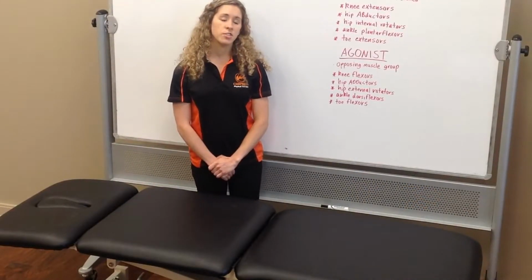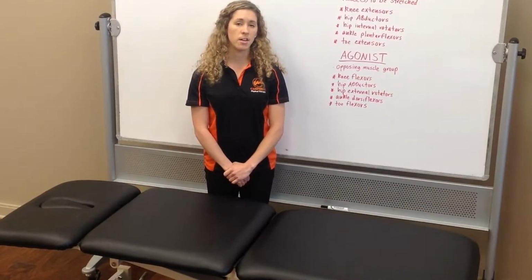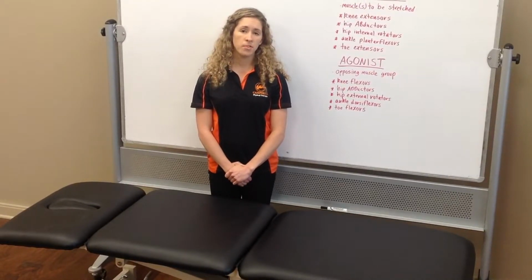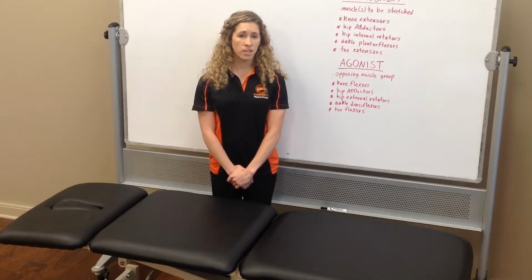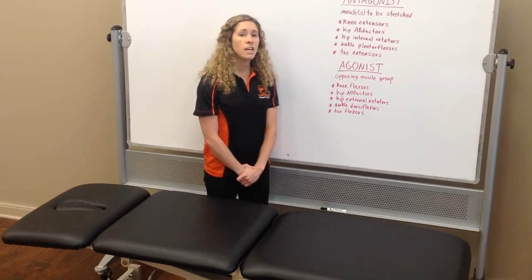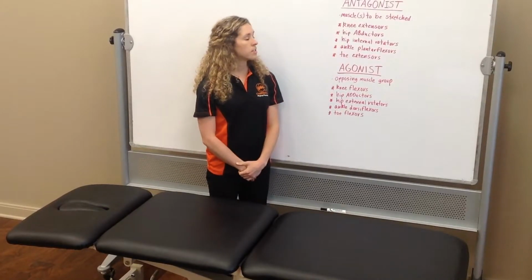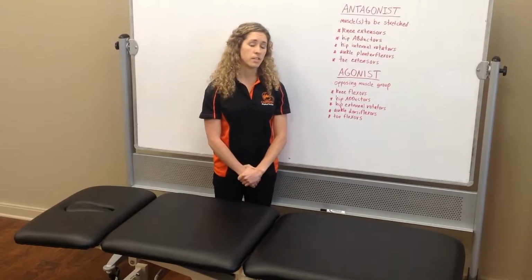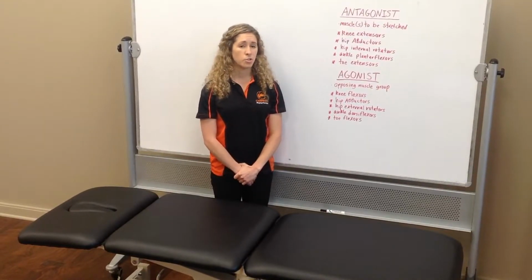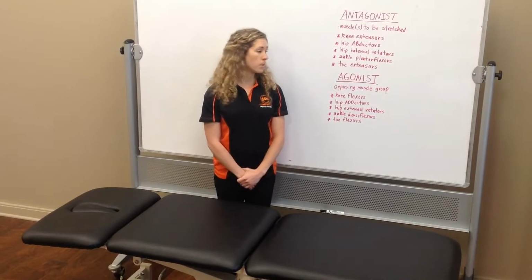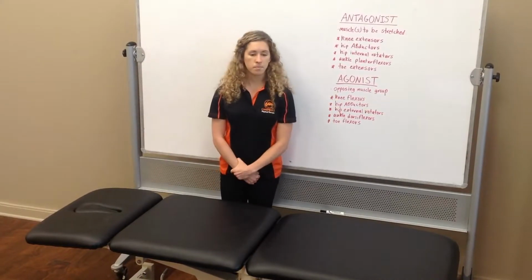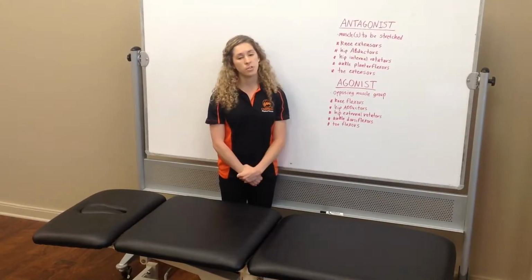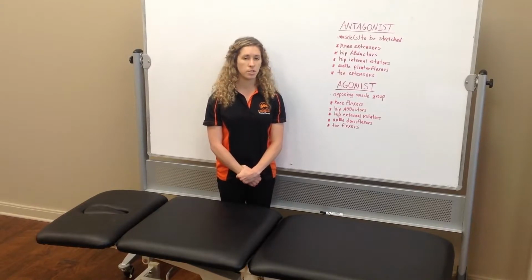To explain how a contract-relax stretching technique works in a D1 flexion pattern, I will define the antagonist and agonist muscle groups. Whenever I'm referring to the antagonist muscle group, I'm referring to the muscles that need to be stretched. In this case, it's the knee extensors, hip abductors, hip internal rotators, ankle plantarflexors, and toe extensors. The agonist muscle group is simply the opposite muscle group, which is found here on the board. Throughout this video, I will keep the board here, just as a reminder of which muscles are in the antagonist group and which are in the agonist group.